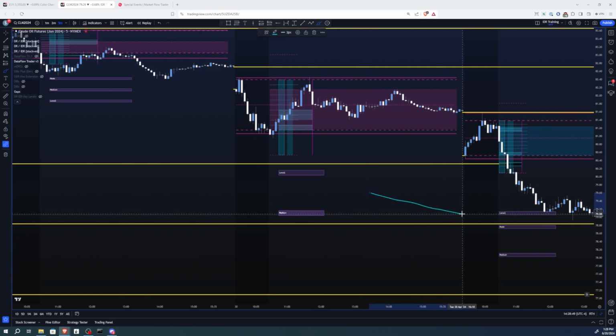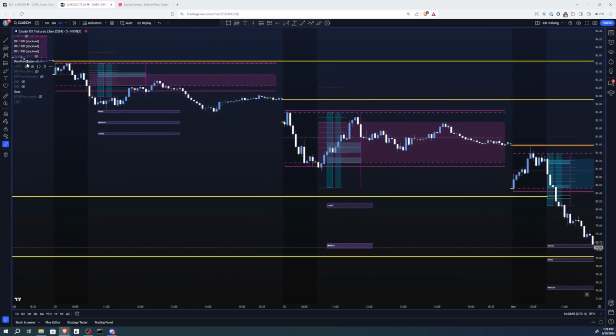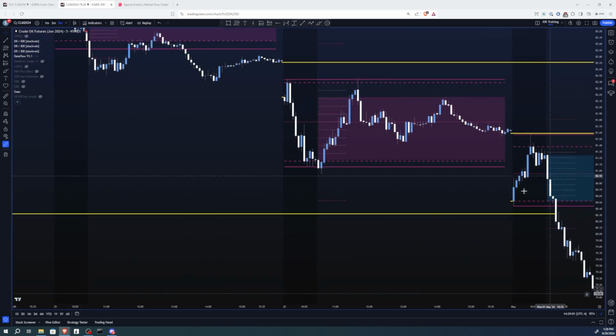All right, okay. So let's take a look at this. Sounds good. All right, which indicator are we going to use? We're going to use the TX indicator for the zones. That's the one I've been using.